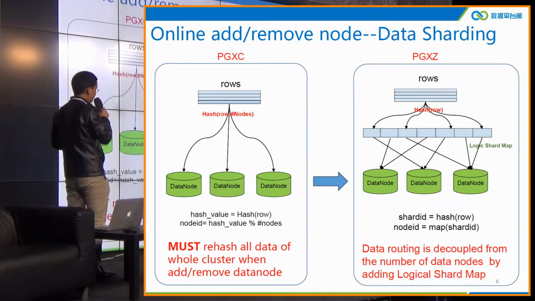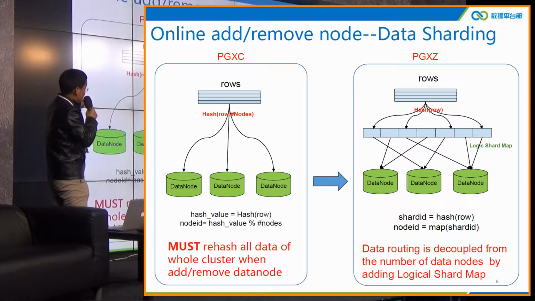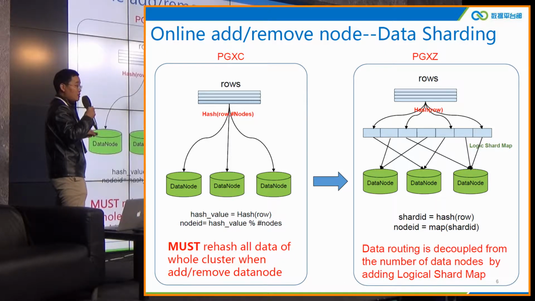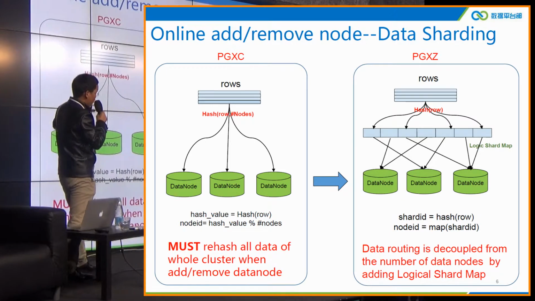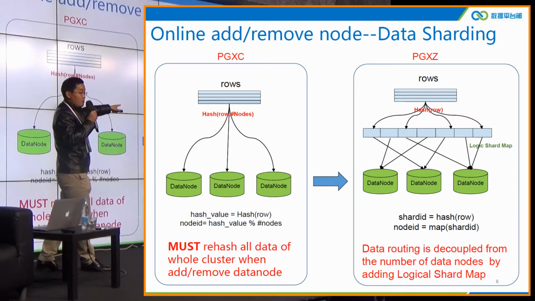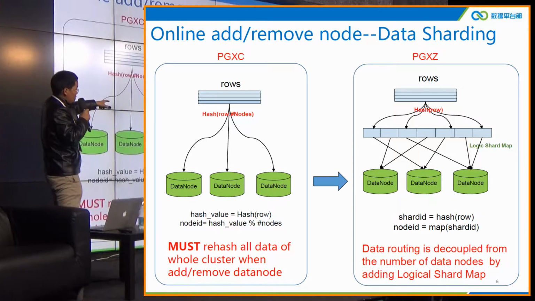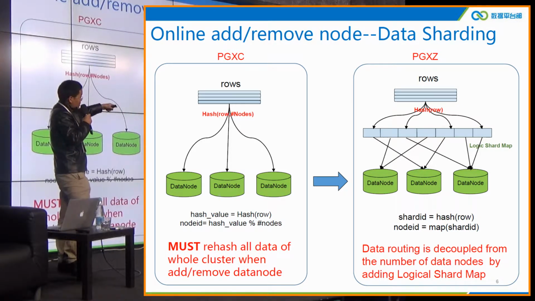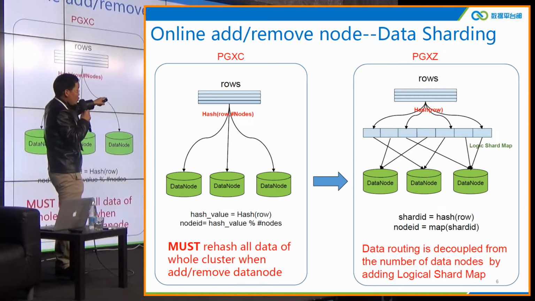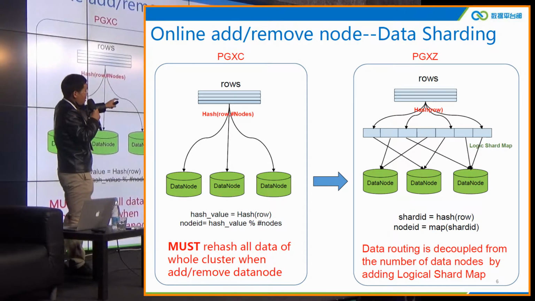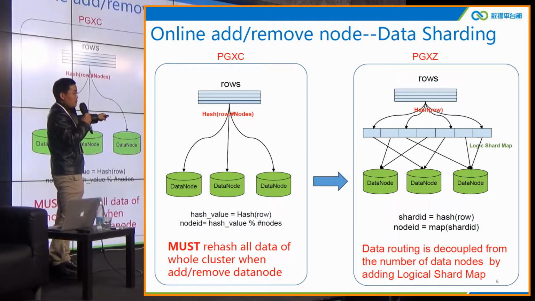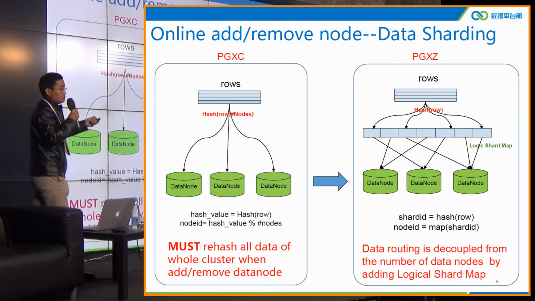But with PGXC, if we want to scale out, we have to stop the cluster, dump data, add new nodes, and then re-import the data. This is unacceptable for our application. So we modified the data routing strategy. We introduced a middle layer we call the shadow map into the system. The shadow map maps a hash value to a specific data node. It means if we add a new node into the cluster, we don't need to rehash all data. We just need to rehash the data we want to, I mean, a very small part of the whole.